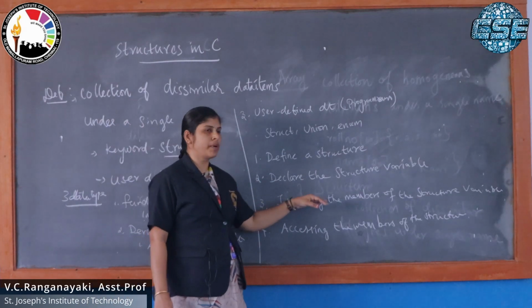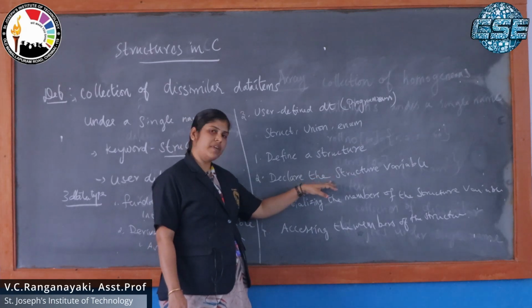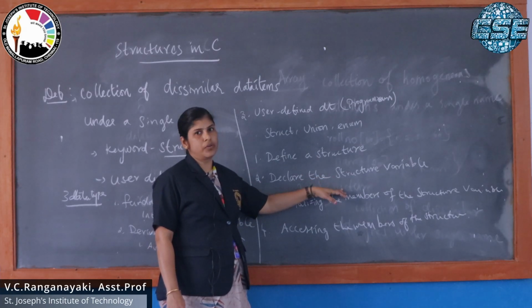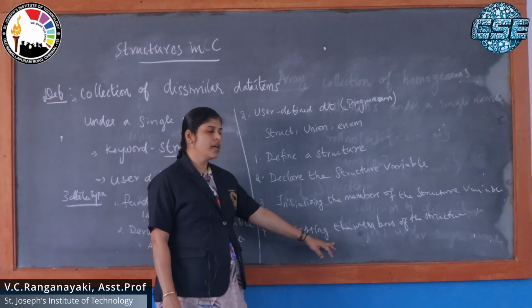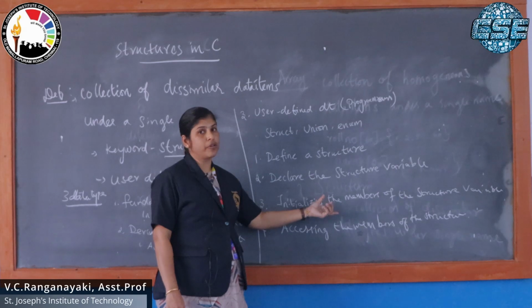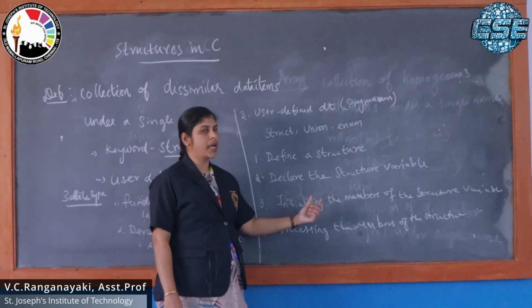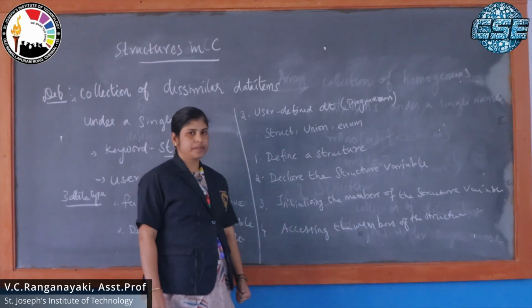Third thing is to initialize the members. Once we declare a variable, we want to give the value, right? Initialize the value. And the fourth and last step, we are accessing the members of the structure. With the help of the dot operator, we are accessing the members.